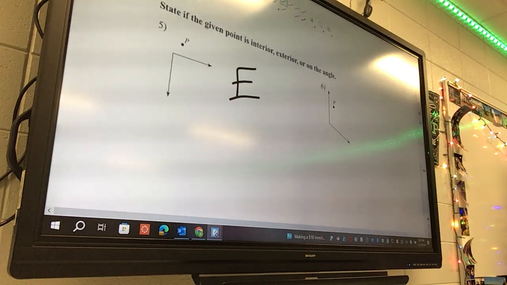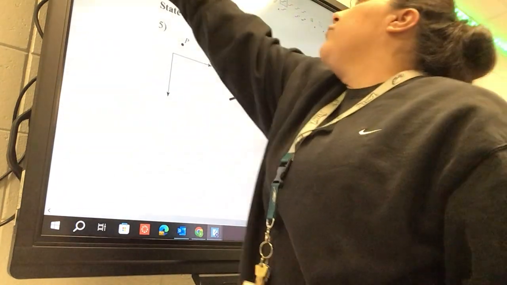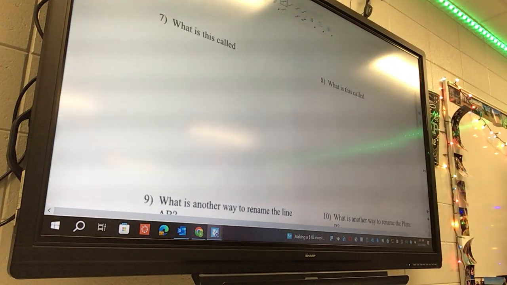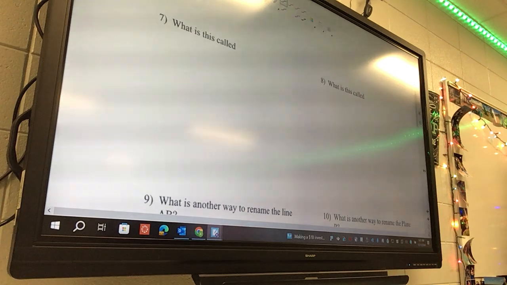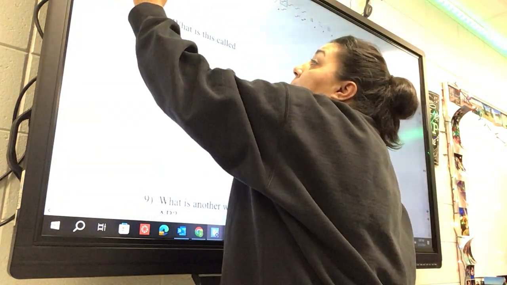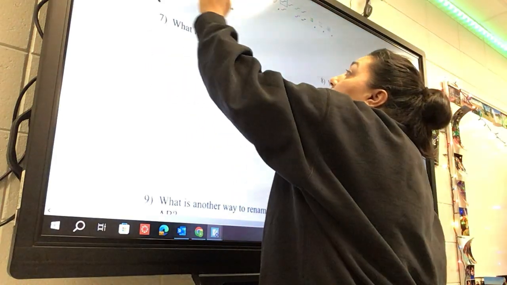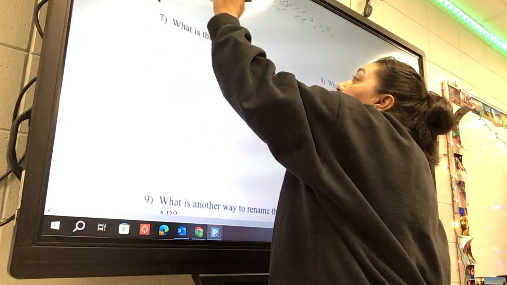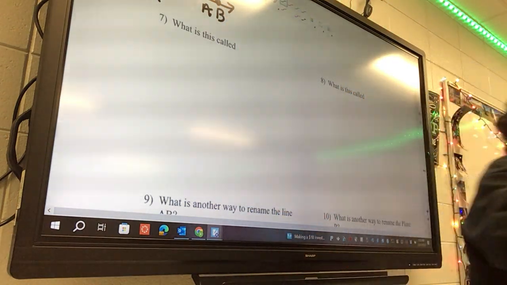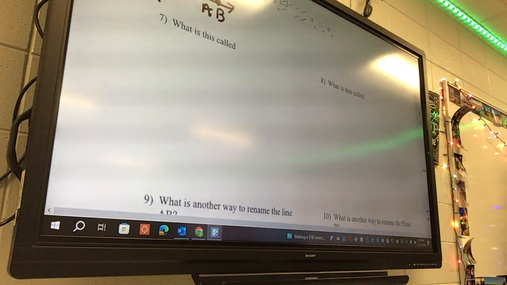Okay, so the next ones look funny because I didn't write it on there, I wanted to use some of the space to write. So these are all the options. This is called a point. This is a line. And when we do a line, it could be AB or BA. Or if it was ABC, you could call it AB, BC, CA, any combination of the points.